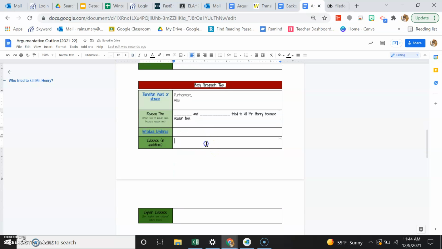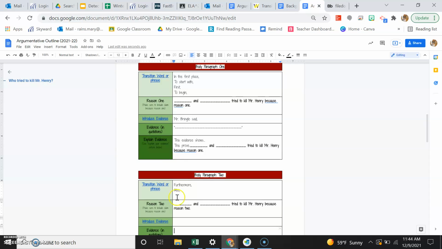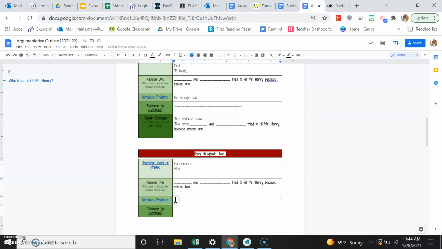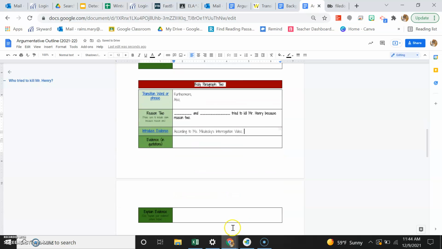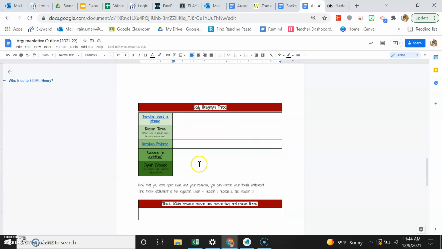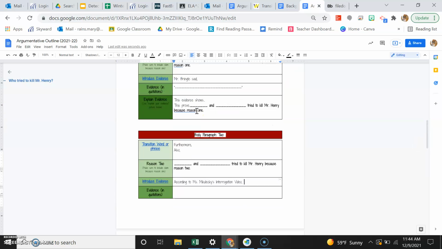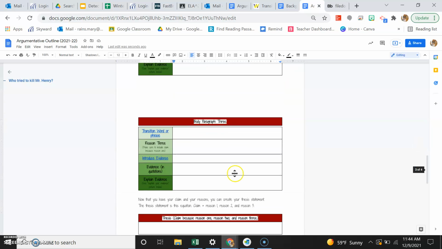You include your evidence that should go directly with that reason 2, and then you explain that evidence, and then you introduce the evidence, just like we did up here. So maybe it's from a different source this time, so you could say, like, according to Miss Mikuleski's interrogation video, something like that. So I use the title of what it was. So you go on from there. Same thing with the third one. You do the same thing, you just use different information for the third reason.